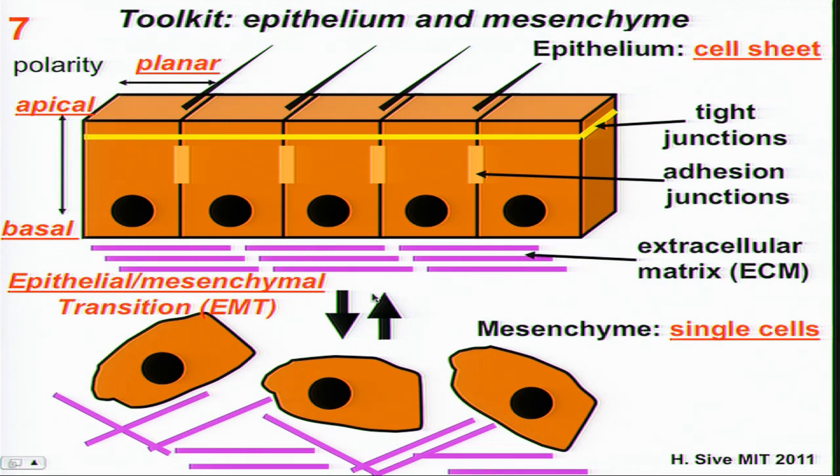The other thing that you should note, we're not going to dwell on it very much, is that the cells in a sheet have got orientation. They've got an axis of asymmetry along one side called the apical basal axis, and an axis of asymmetry along the top called the planar axis. But we're not going to dwell on that very much. All right.